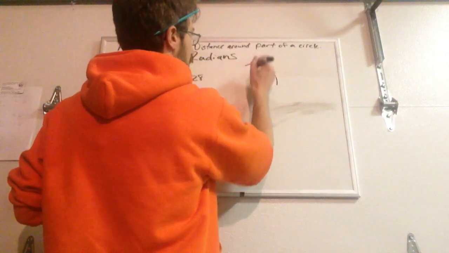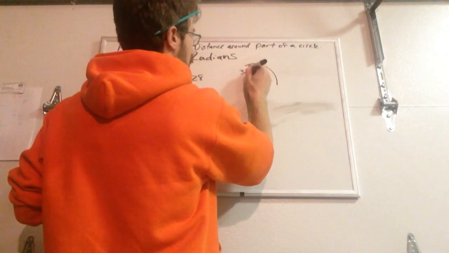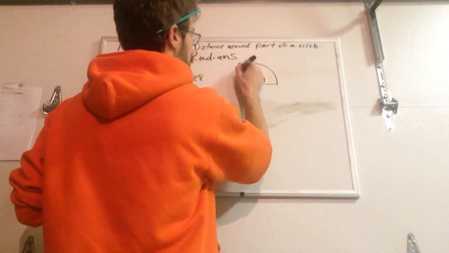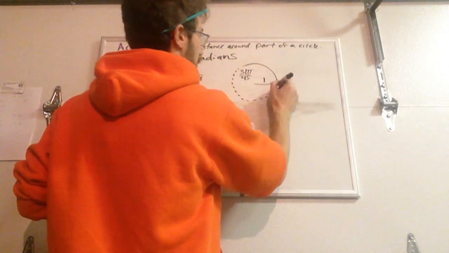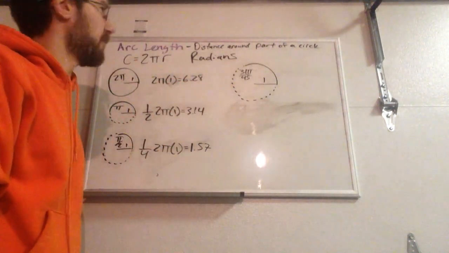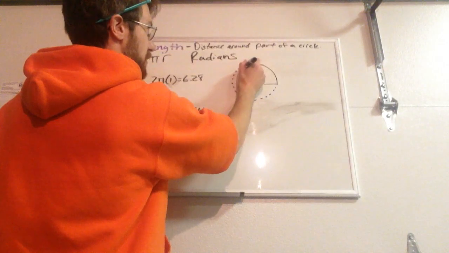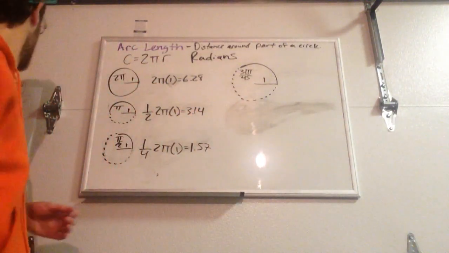Something like 31 pi over 45 radians, still radius 1. I think that's about how far it is. I honestly don't know. That's a tough one to sort of visualize. Maybe it's a little bit further. Maybe it's more like that. That looks a little better to me.